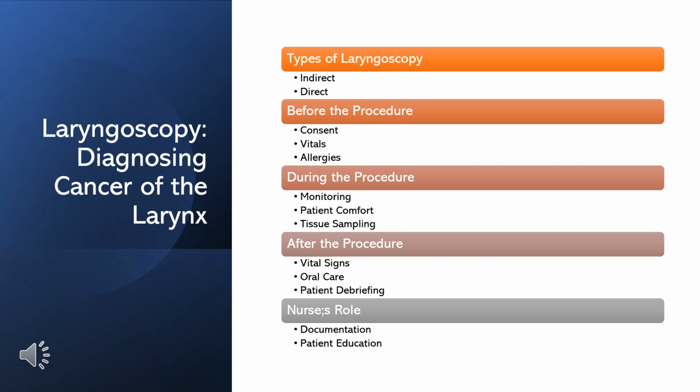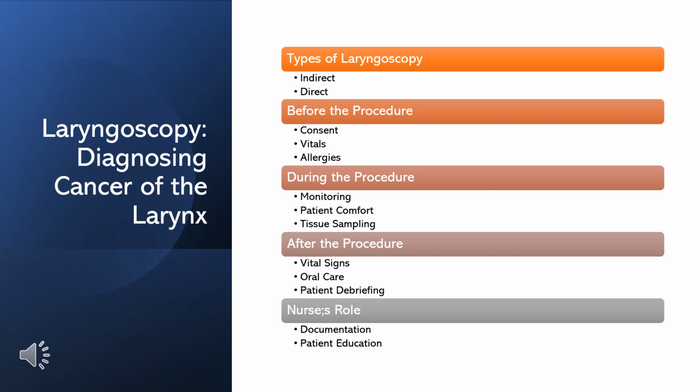We're generally going to be using direct laryngoscopy, which is where a laryngoscope is inserted directly into the larynx. It can be rigid or flexible, and this method provides a much more detailed view and the option for tissue sampling. So before the procedure, we're going to need to ensure that informed consent was obtained. Remember, it's the doctor or other provider's role to get informed consent. It's your job to ensure it was obtained.